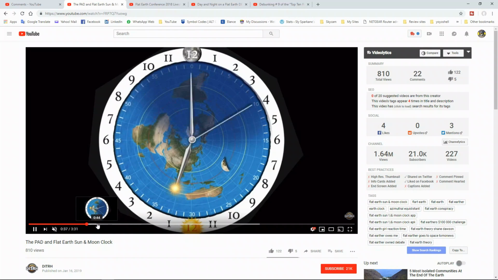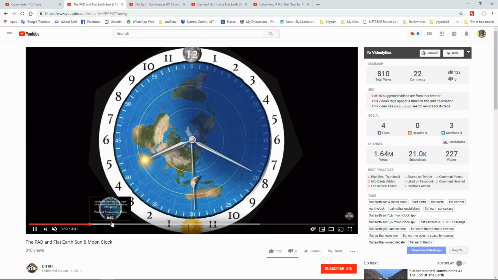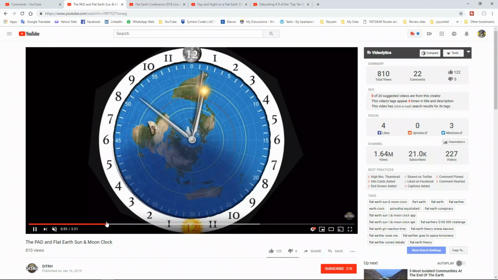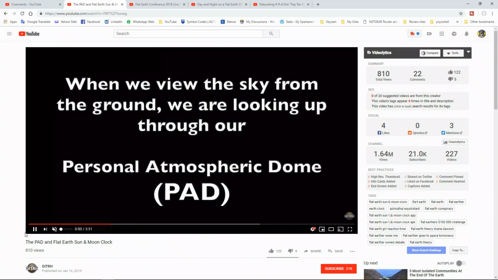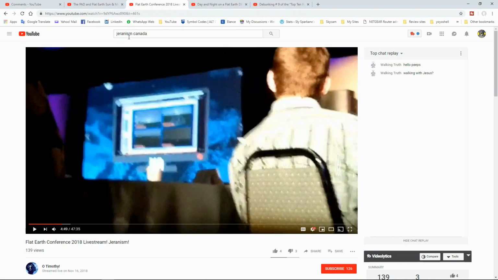But anyway, get on to the part that the guy actually wanted me to look at. Okay, when we view the sky up from the ground and we are looking up through our personal atmospheric dome. Now, something about the personal atmospheric dome. Something that Jeranism actually put out. Okay, listen to these words. This is the size of the personal atmospheric dome.